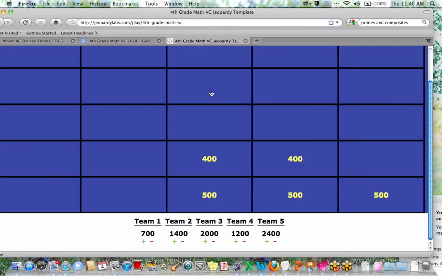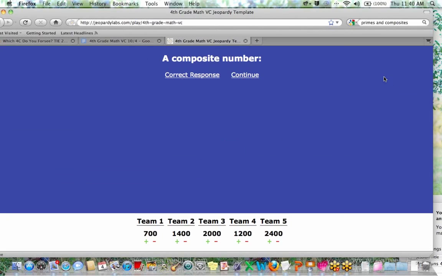All righty. Primes and composites for 400. Here we go. Who wants to tell me what a composite number is? All right, Jaden, go for it. A composite number has more groups of itself, more than one in itself. Yes, multiple divisors, so more divisors than just one and itself. For instance, like 6, you have a 2 and a 3 that are also factors. Very good. Okay, Jaden, so you are team number 2.